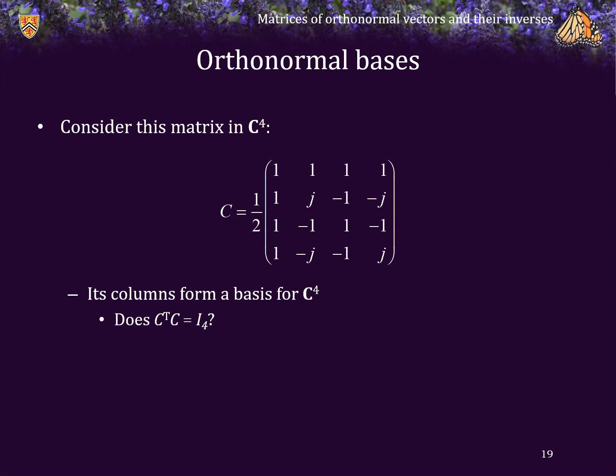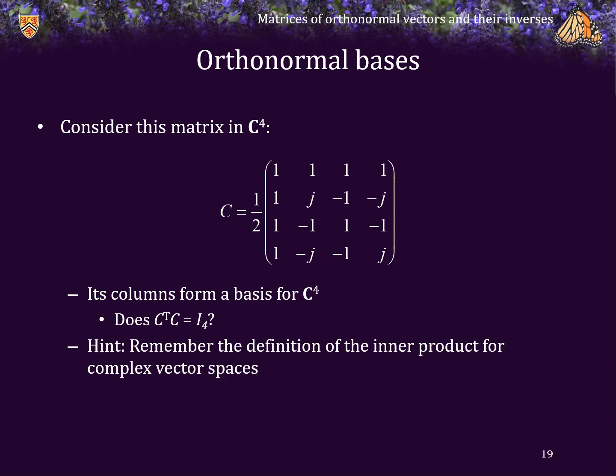Question: if I simply calculate the transpose of this matrix and multiply it by the matrix, do I get the identity matrix? Interestingly enough, the answer is no. And you'll notice that we have to do something else, because you'll remember that the definition of the inner product for complex vector spaces is slightly different than that for real vector spaces. Consequently, we do have to make a small modification after we calculate the transpose. But this is a topic we will look at in the future.